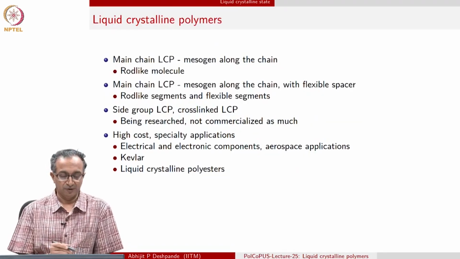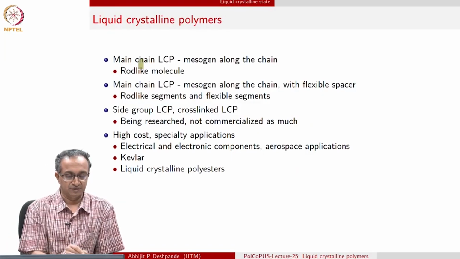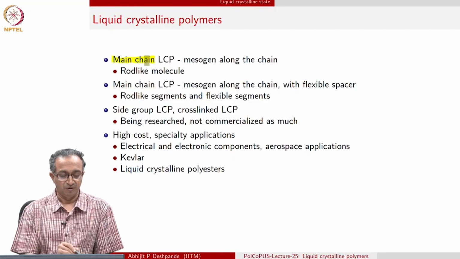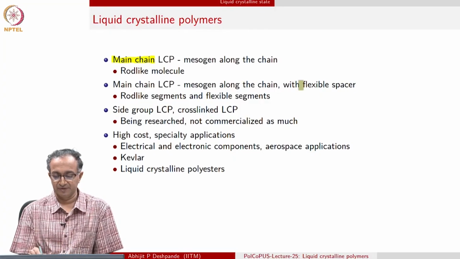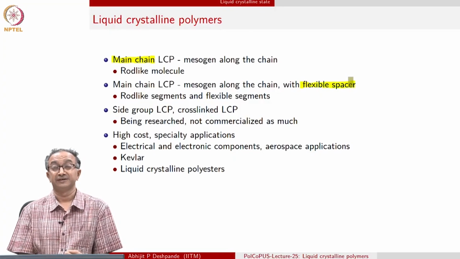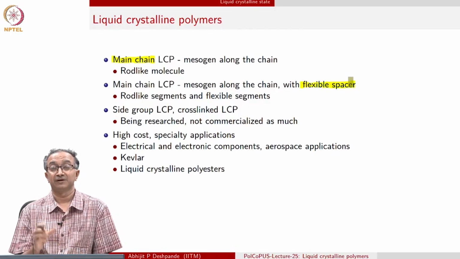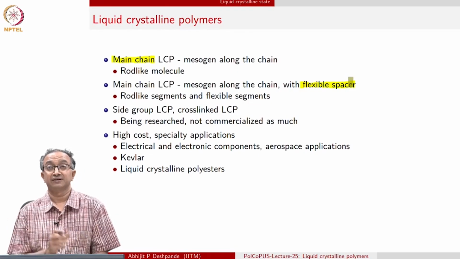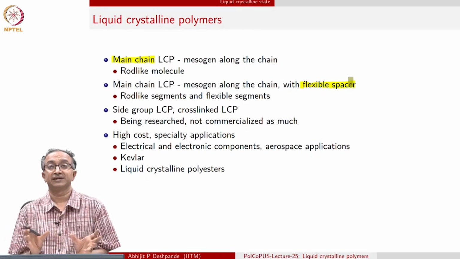So, the liquid crystalline polymers can have the mesogen along the main chain, or they can also have in between a spacer. So, we can have mesogen which is a rigid rod-like entity, and then in between there can be spacers.